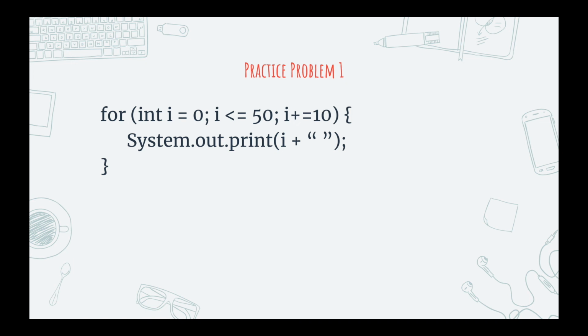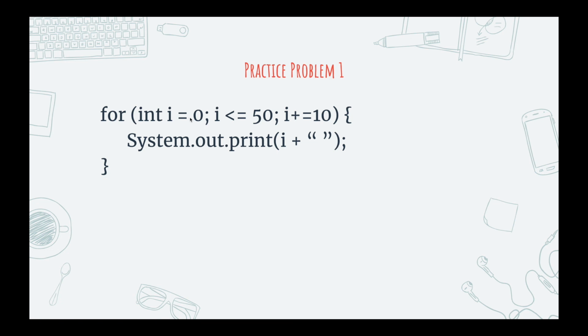Alrighty, let's look at another practice problem. For integer i is equal to 0, i is less than or equal to 50, and then i increments by 10. This is just simply saying i is equal to i plus 10. So we're adding 10 to i every single time we update. So integer i is equal to 0.